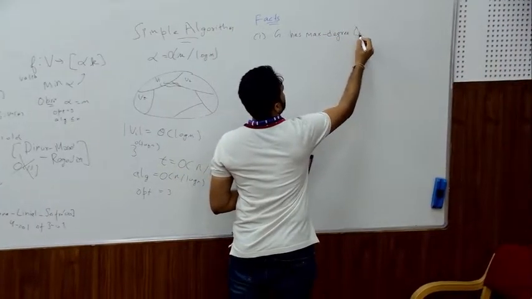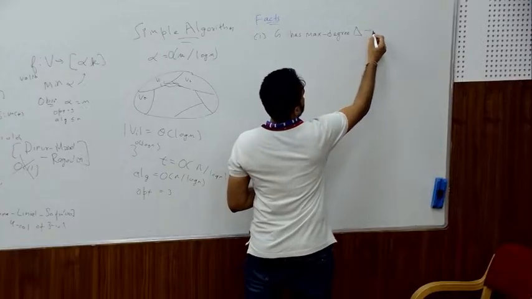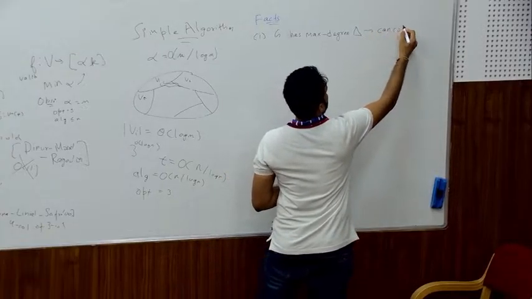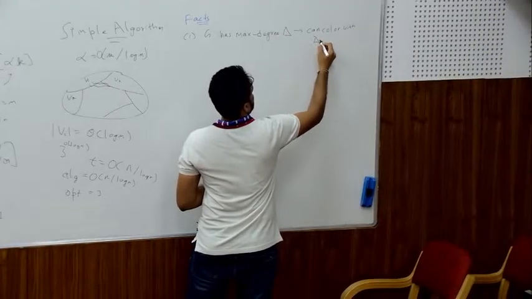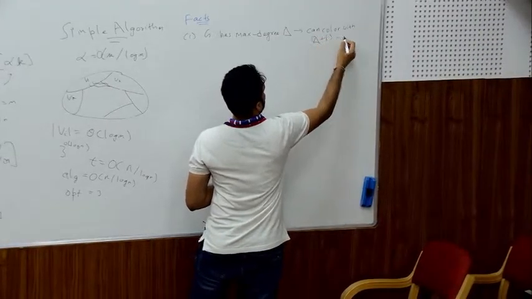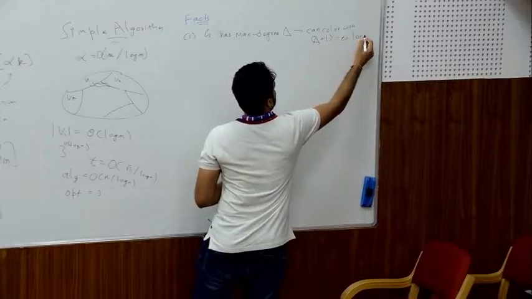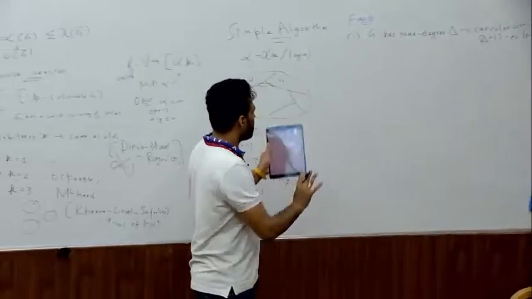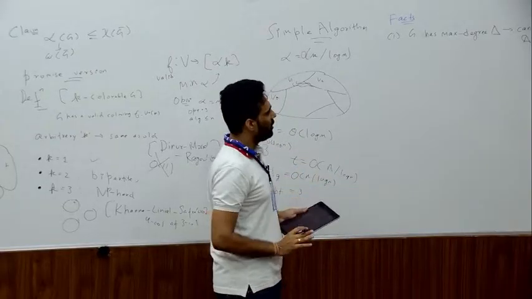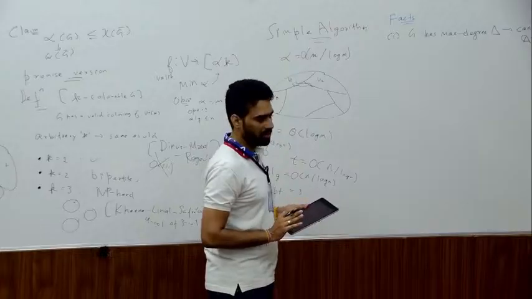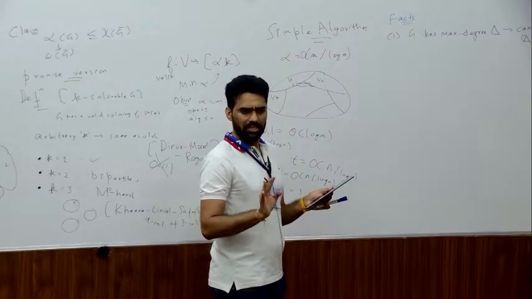Degree delta. Okay, you can color it with delta plus 1 colors. Okay, maybe this is not very legible, but yeah, this is exactly what I said is what I wrote. So if a graph has maximum degree delta, we can color it with delta plus 1 colors. You have probably seen this before, right?